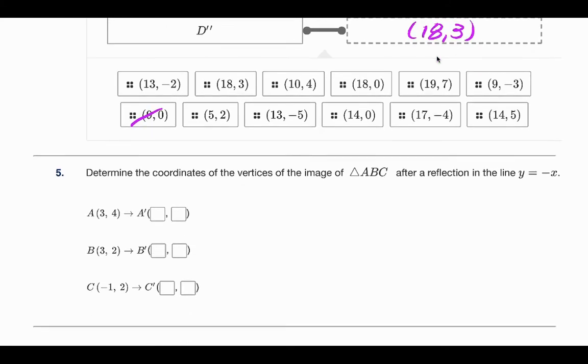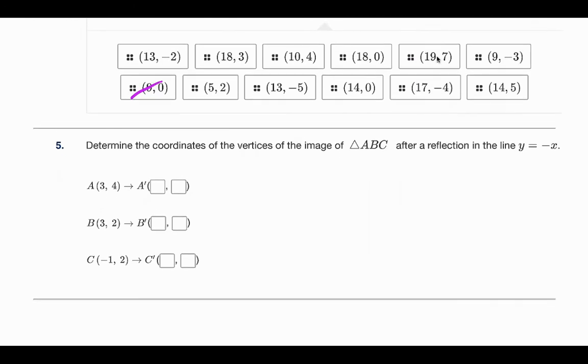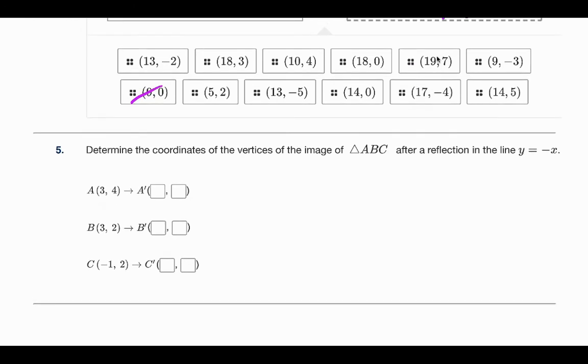All right, so number 5, determine the coordinates of the vertices of the image of triangle ABC after a reflection in the line y is equal to x. So on that one there, it is telling us our rule for a reflection on y is equal to negative x. The rule is our (x, y) will now go to (negative y, negative x). So that tells us we're going to take our points and we're going to flip them. And if they're positive, they can become negative. If they're negative, they become positive.